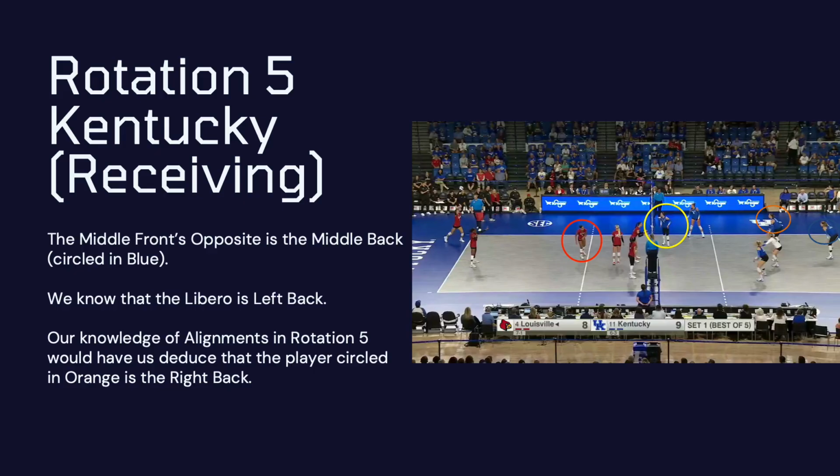Our knowledge of alignments in rotation 5 would have us deduce that the player circled in orange is the right back. And if we were being observant for when Kentucky was serving in rotation 5, more than likely our player circled in orange, being the right back, probably was the previous server.